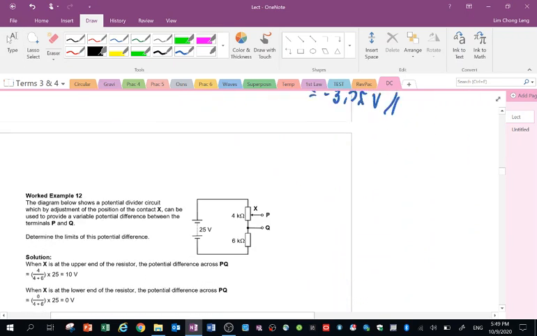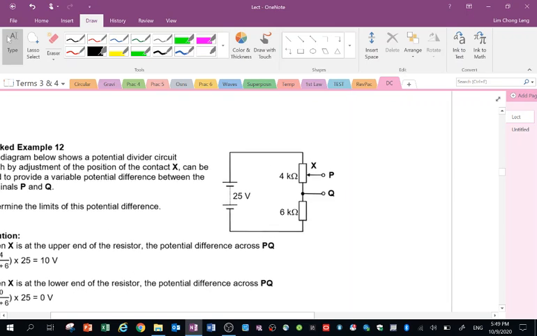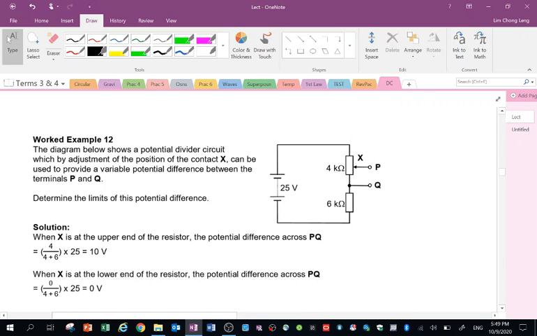Example 12 is a worked example. You have an EMF source E, and then you have two resistors. One is a variable one, so I call this V1. This is V2, V1 and V2.